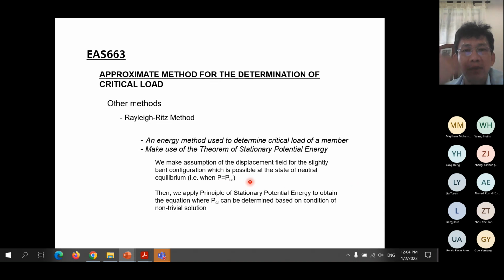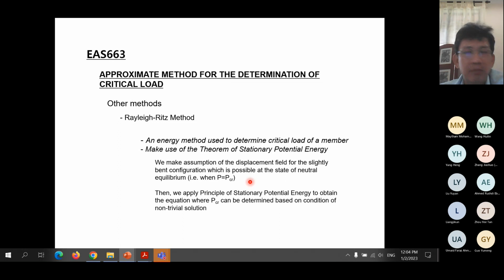Then, with this assumption of displacement field, we apply the principle of stationary potential energy to come up with equations, okay, to determine P critical. So when we use those equations, we apply the conditions of non-trivial solutions. And from those equations that we obtain by applying principle of stationary potential energy, we obtain the P critical. So this is the basic idea. So we have to make assumptions of the displacement field for the slightly bent configurations.